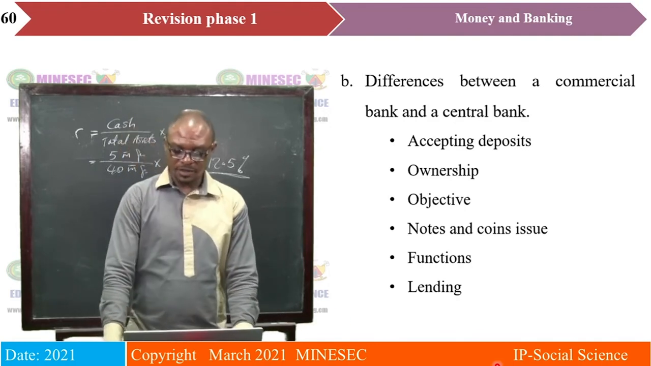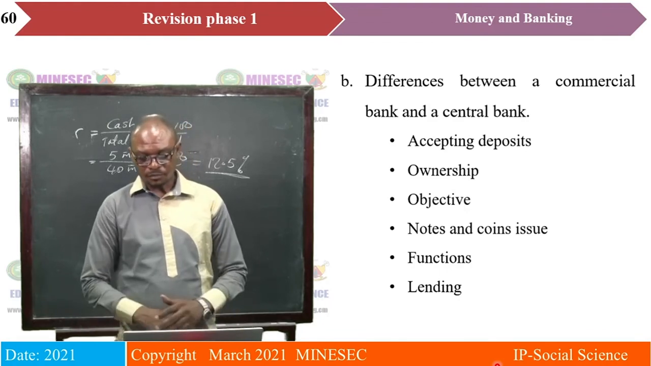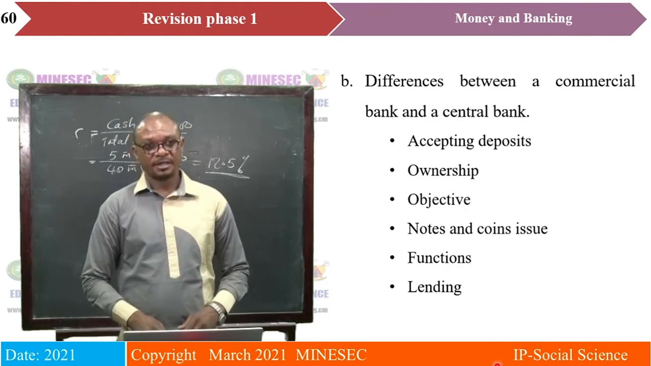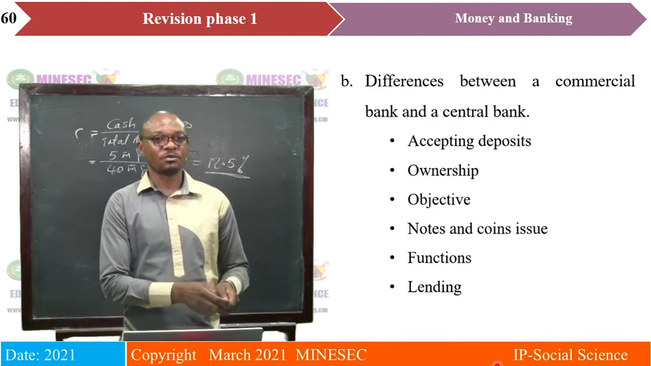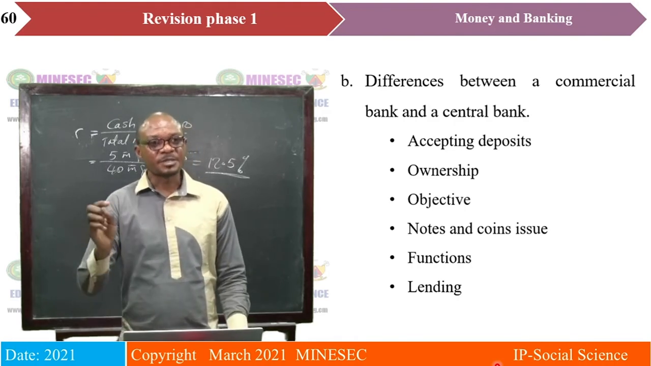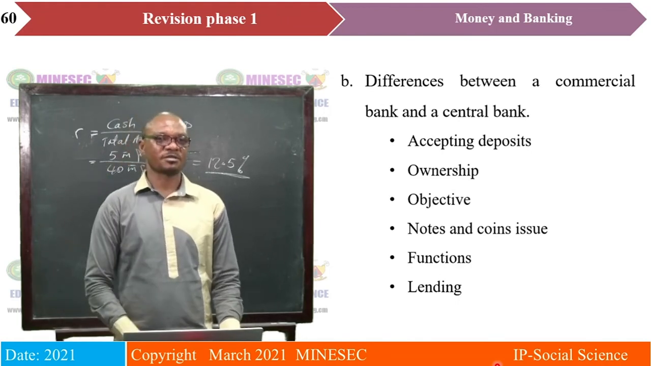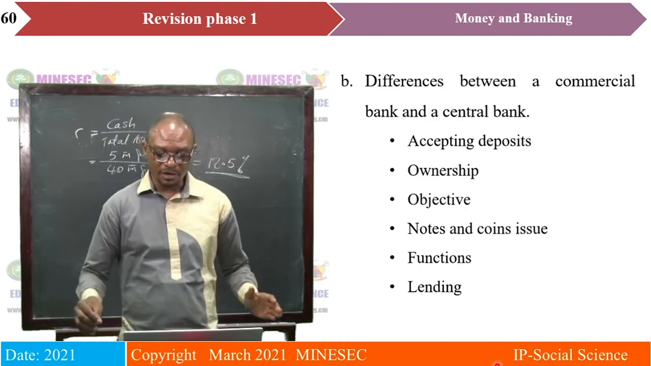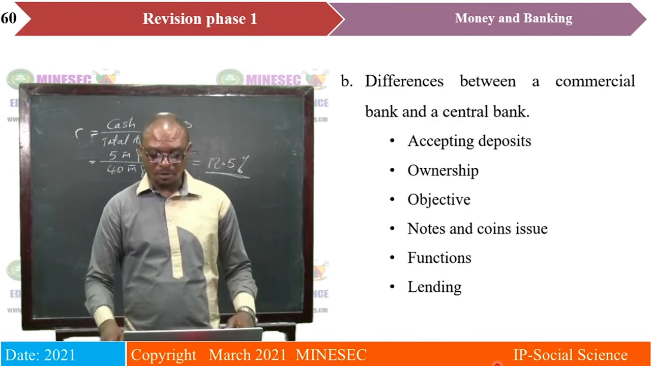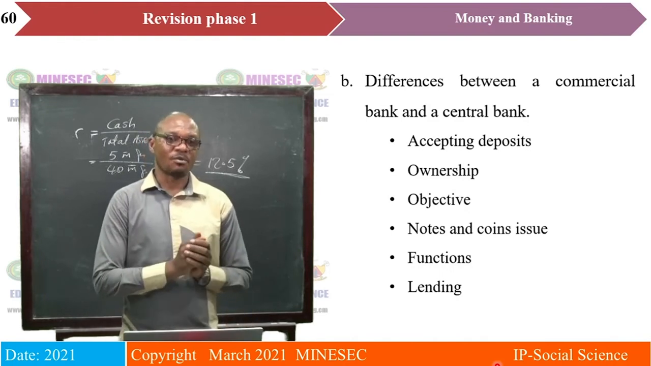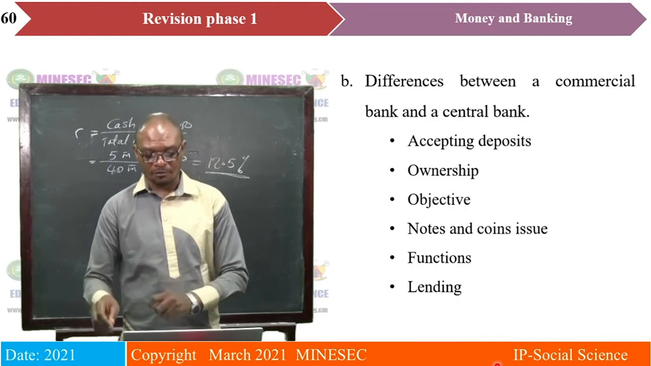And then notes and coins issue. For the central bank, the central bank has the responsibility of issuing banknotes. So they print banknotes, they mint coins. That responsibility is for the central bank, not commercial banks. So commercial banks cannot issue banknotes, cannot print banknotes, cannot mint coins, while the central bank has that responsibility of doing that.